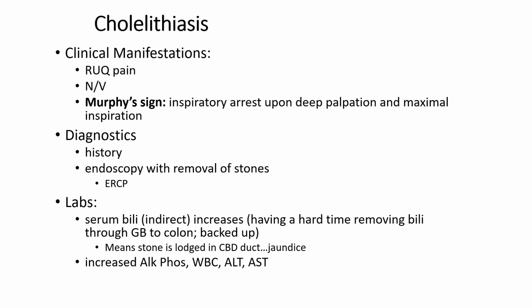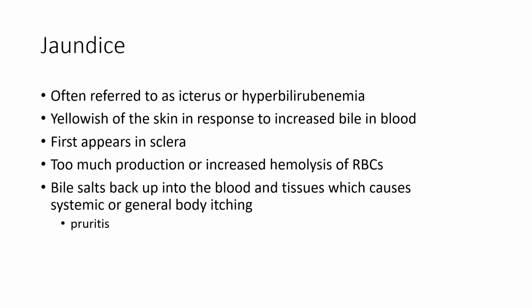Okay. So yes. So you have an increase in serum bili, particularly your indirect. And if it's indirect, it means that the stone is lodged in the common bile duct. There may be some jaundice. There may be an increase in alkaline phosphatase, certainly an increase in WBC, most likely, and also an increase of the liver enzymes, ALT being most specific for the liver, and AST. Patients may present with jaundice, usually with many GI illnesses, occasionally with cholecystitis.